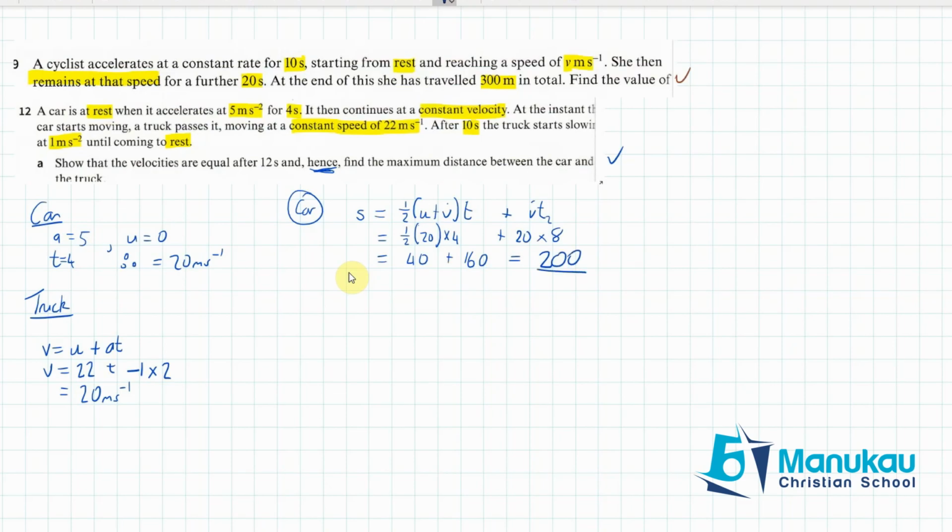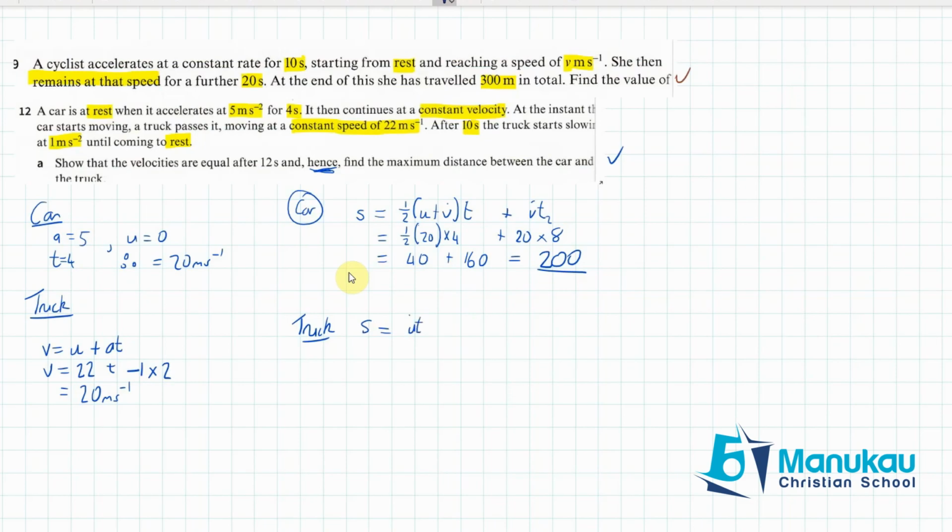That's my car. And at the same point in time, the truck, let's have a look at that. So S here is going to be equal to, originally this is at a constant speed, so it's going to be vt, or maybe we could call it ut, I guess.